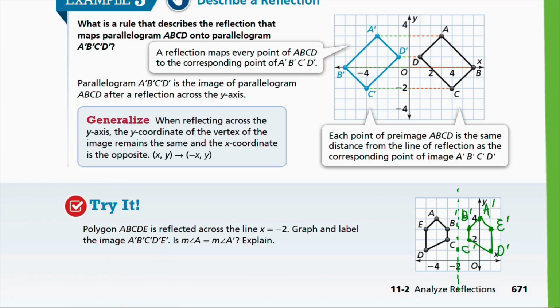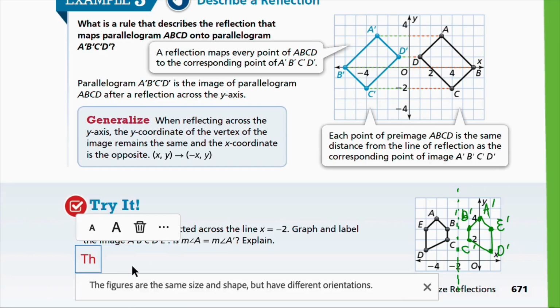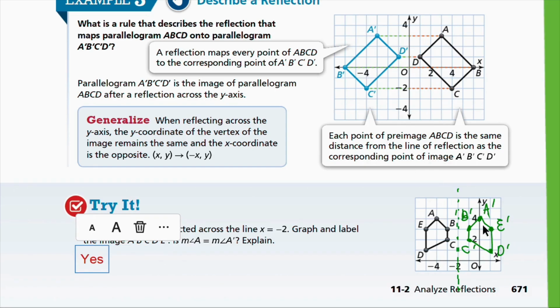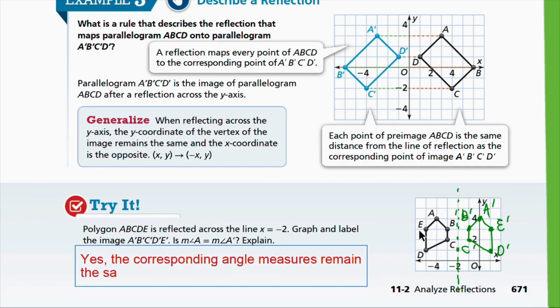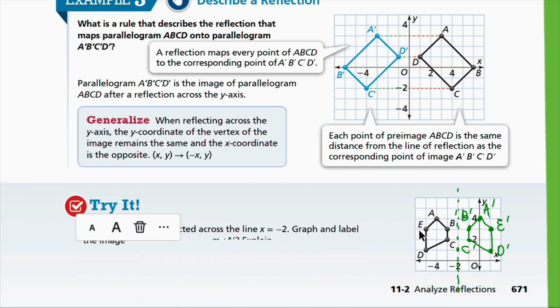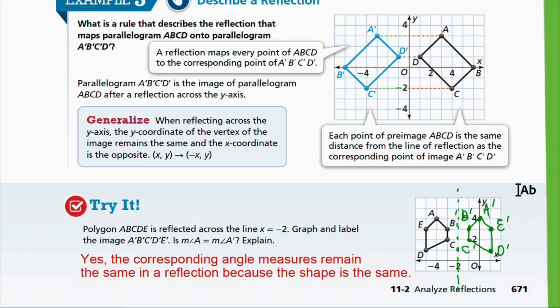Is angle A going to be the same? Yeah, the shapes are the same. It's exactly the same shape, the same size. It's just that the orientation is different. Even though we flip it, the angles are going to be congruent, right? So yes, the corresponding angle A and the angle measures remain the same in a reflection because the shape is the same. Okay, let's move on.